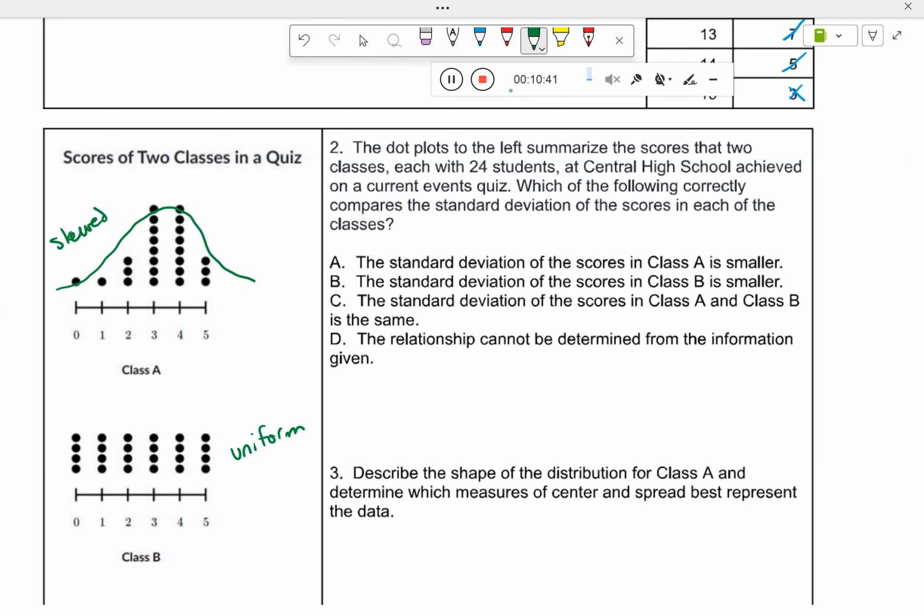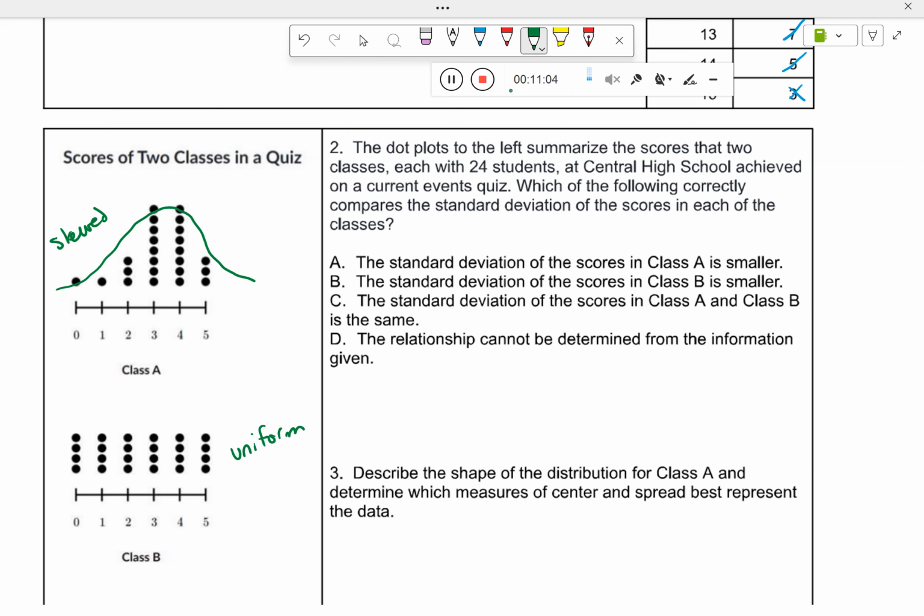All right, now that we've thought a little bit about what we're seeing in this data, let's take a look at question number 2. It says the dot plots to the left summarize the scores that 2 classes, each with 24 students at Central High School, achieved on a current events quiz. We're asked which of the following correctly compares the standard deviation of the scores in each of the classes.